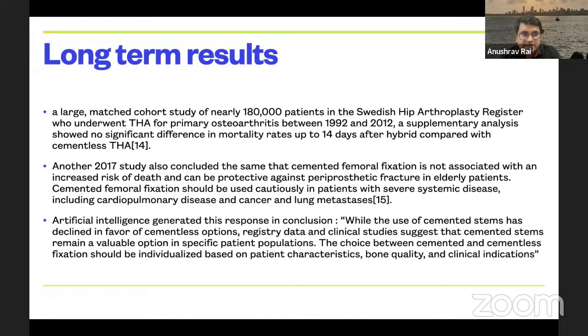The use of cemented stems has definitely declined in favor of cementless options. Registry data and clinical studies suggest the same, but for patients greater than 75 years of age and Dorr type C medullary canal, cemented femoral fixation should be preferred. These are my references. Thank you.